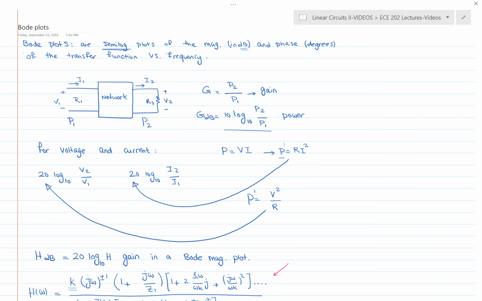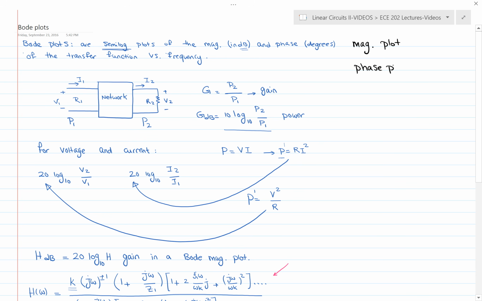So as I said, I'm going to start with Bode plots. First, let's talk about the definition of the Bode plots. Bode plots are semi-log plots of the magnitude in decibel and phase in degrees of the transfer function versus the frequency. Okay, so basically if I want to draw the Bode plot, I'm going to have two plots. So I'm going to have the magnitude plot, okay, and the phase plot.